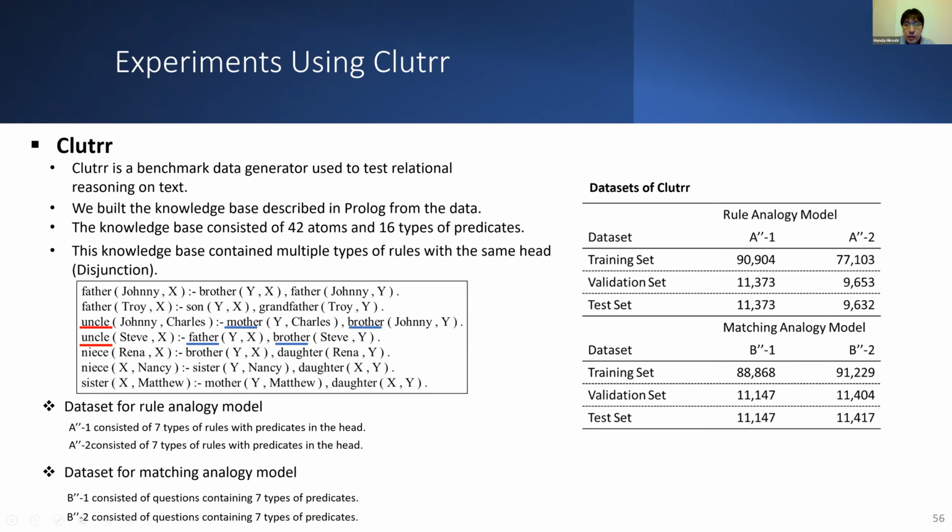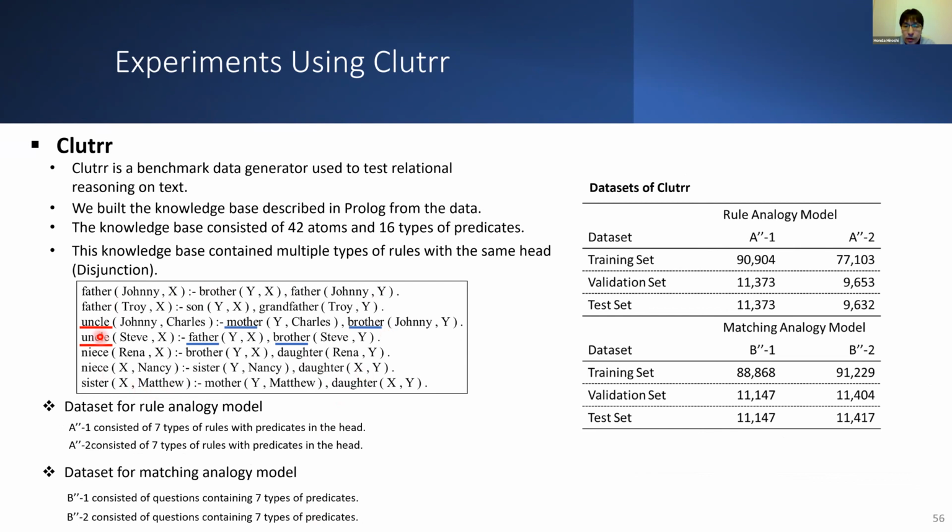Next, we evaluated the system using Clutrr. Clutrr is a benchmark data generator used to test relational reasoning on text. We built a knowledge base described in Prolog from the data. This knowledge base contained multiple types of rules with the same head.